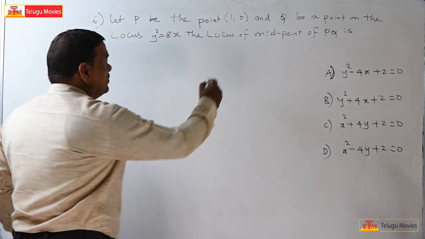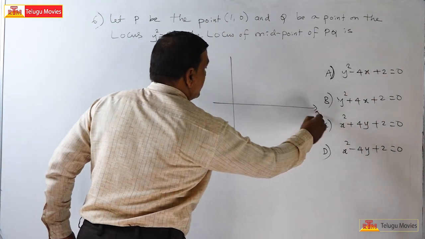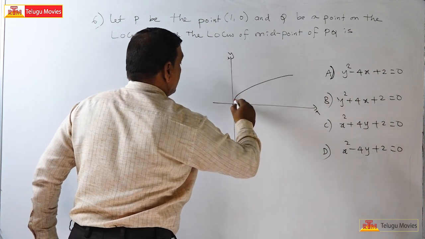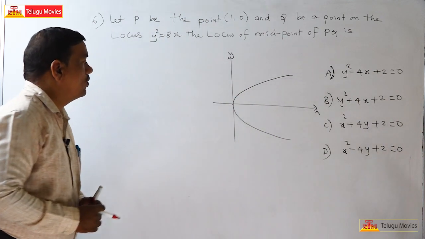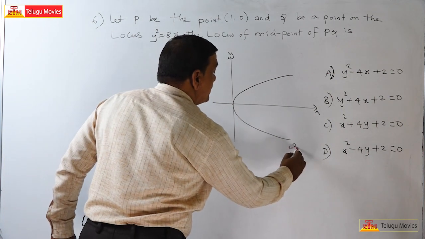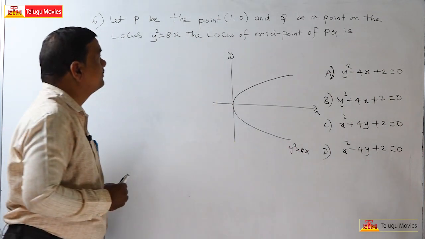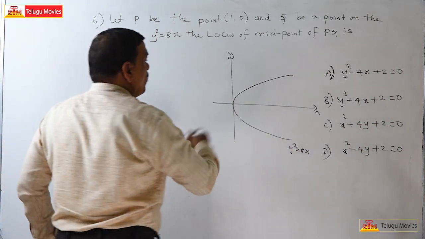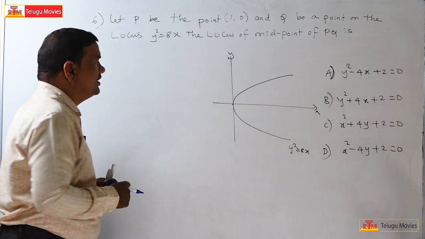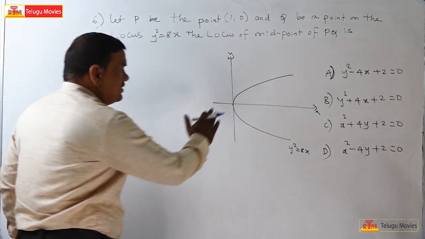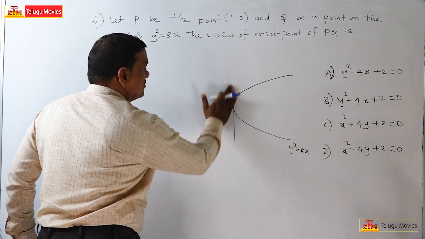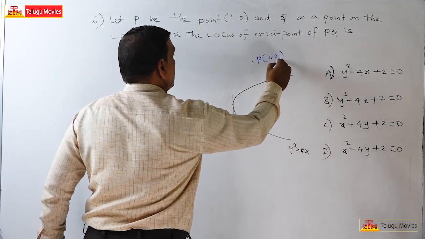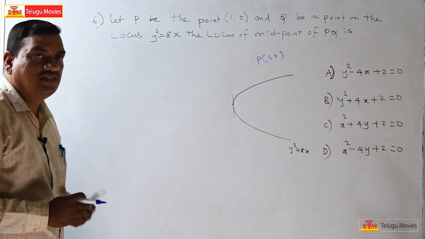First, let us draw the diagram. So this is the x-axis and y-axis. Y square is equal to 8x. Let P be the point 1 comma 0. Somewhere this is 1 comma 0, whether we put it outside or inside, no problem. So let us take this point as 1 comma 0. We can check whether it is inside or outside.